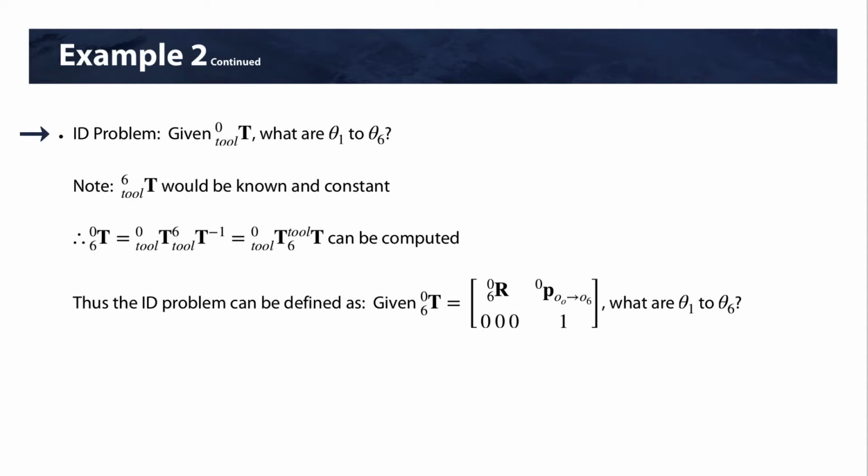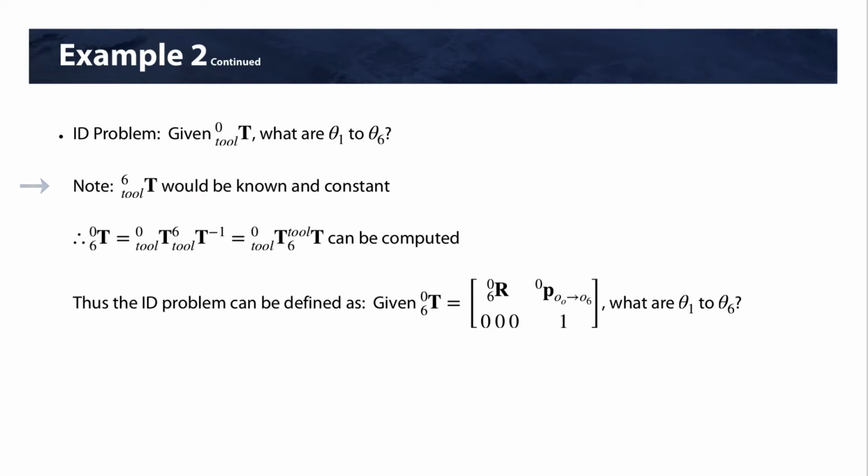Now, the inverse displacement problem is, given the pose of the end effector or tool, so we'd be given the homogeneous transform describing the tool frame with respect to the base frame, what are theta 1 through theta 6? Now, our tool frame relative to the last link would be known, and it would be constant, right? Because you'd have a known tool on your manipulator.